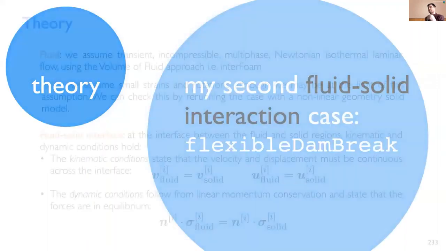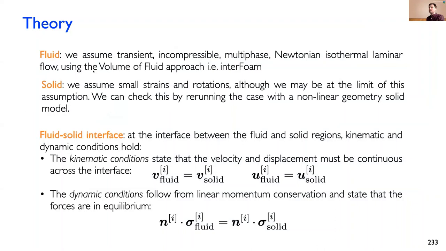So just quickly going through the theory, basically in FSI, you solve for the fluid equations and the solid equations, and then you have these extra conditions which must be satisfied. So the velocity of the fluid interface must be the same as the solid interface, like continuity of velocity, and the same with its displacement, and also continuity of force. So the force on the fluid side should be equal and opposite to the force on the solid side.